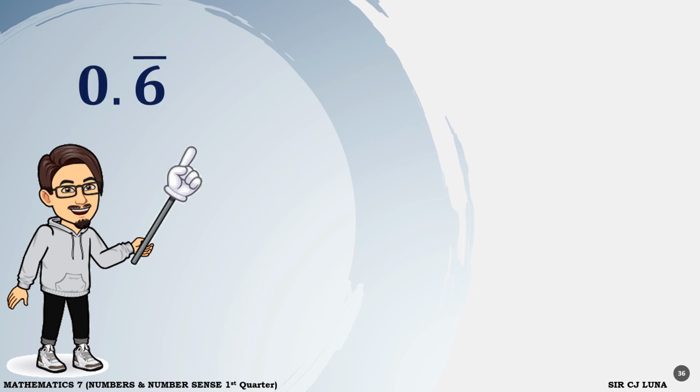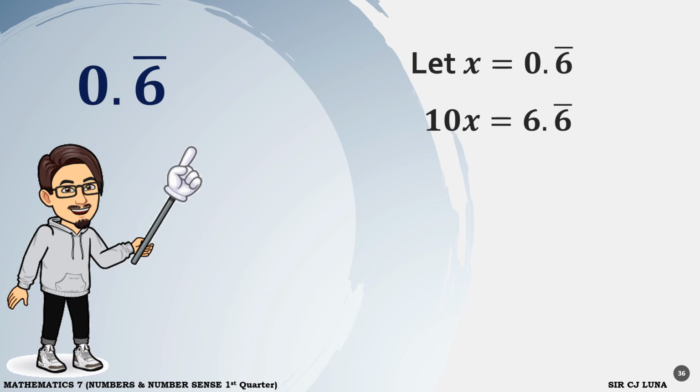What if our given decimal is repeating? Kamukha nito 0.6. Meron siyang overbar sa taas. Let's say our x is equal to 0.6. At dahil meron tayong isang decimal place lang, we will have 10x. Okay? Kung halimbawa ang ating decimal places ay 2, 100x. Kung 3, 1000x. Okay? So 10x, that is equal to 6.6. Now we will subtract our x.